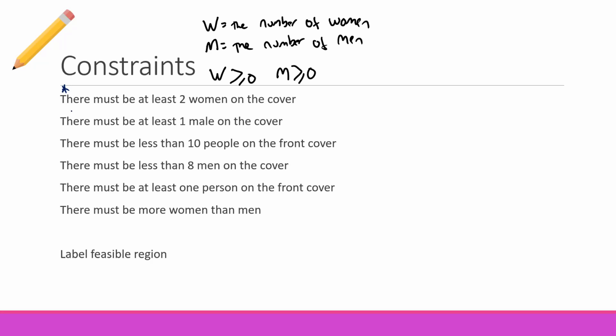Smaller than? W is greater than or equal to 2. Okay, it's not smaller than, it's greater than. So let's look at this. W must be greater than or equal to 2 because there must be at least 2 women. So there must be more than that.